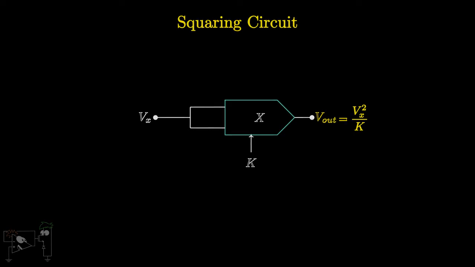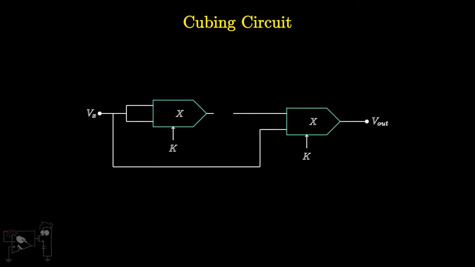How can we get the cube of a signal? Well, the cube of a signal Vx will be the square of Vx multiplied by Vx. Hence, if we cascade a squarer circuit with another multiplier, we will get the cube of the signal. The output of the first multiplier will be Vx squared by k and the output of the second multiplier will be Vx cubed by k squared. Thus we have generated the cube of the signal.